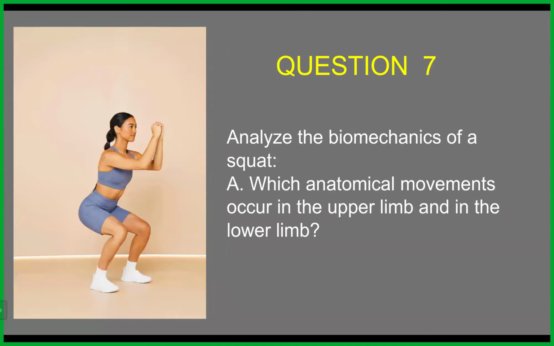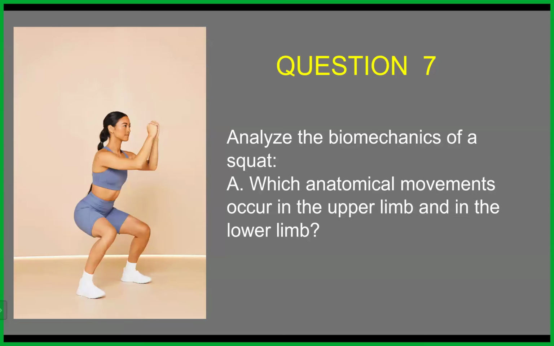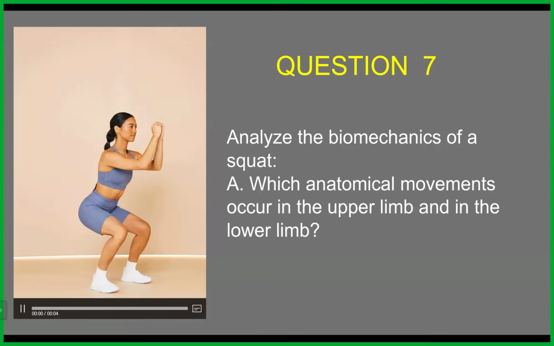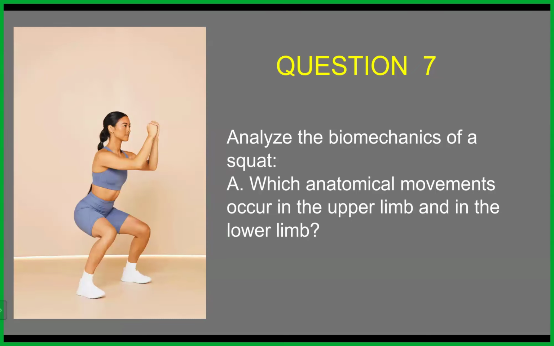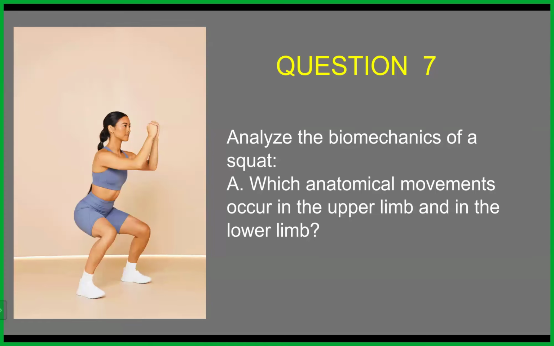And then we have this question. Analyze the biomechanics of a squat. And that is a squat there. And then the question is, which anatomical movements occur in the upper limb and in the lower limb? So you can see that in the upper limb, it is one position, but in the lower limb, there are different positions, depending whether the person is ascending or descending in the squat position.